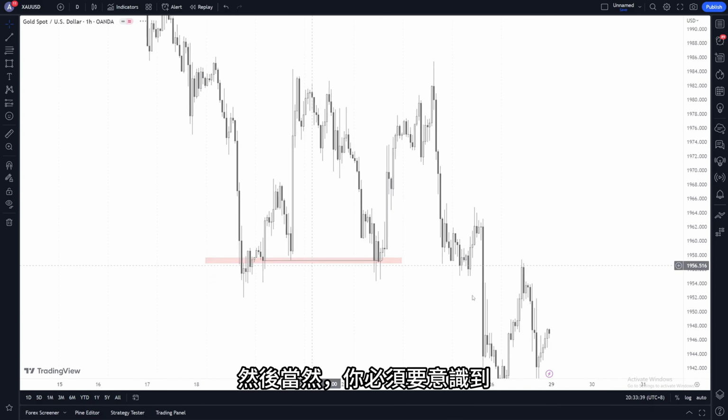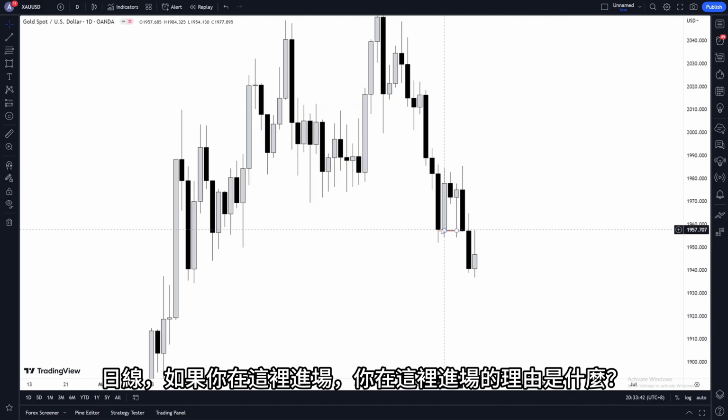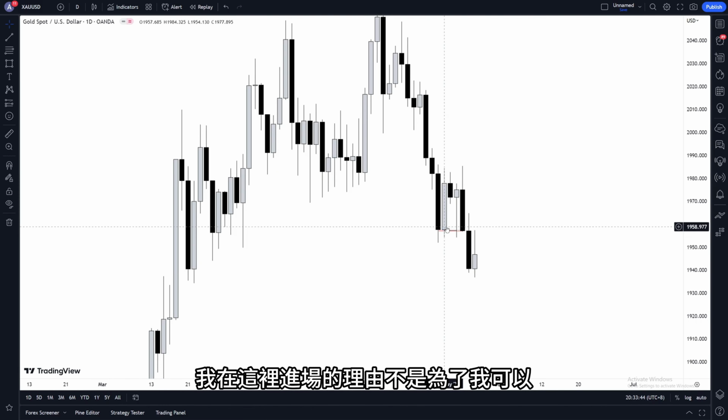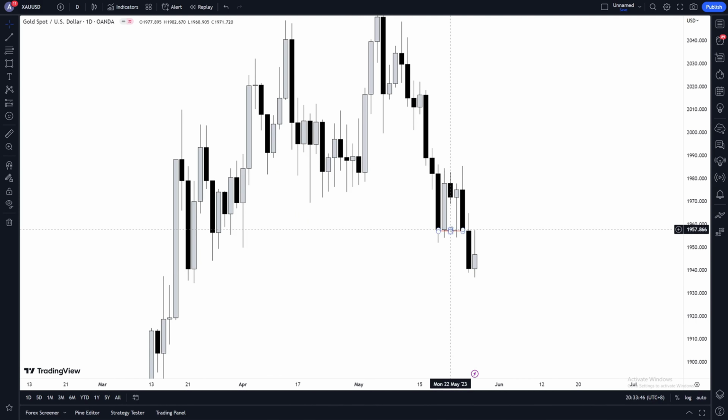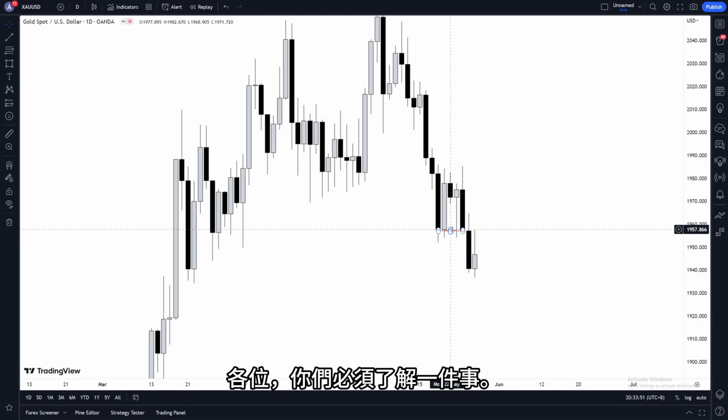And then, of course, you have to be aware of something, right? You have to be aware of the fact that if you're entering here, what's the reason you're entering here? The reason I'm entering here is not so that I can swing. Guys, you have to understand something.